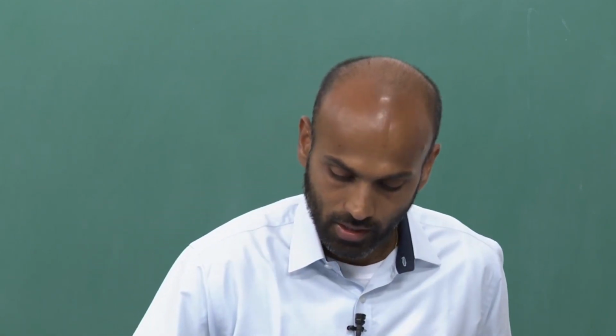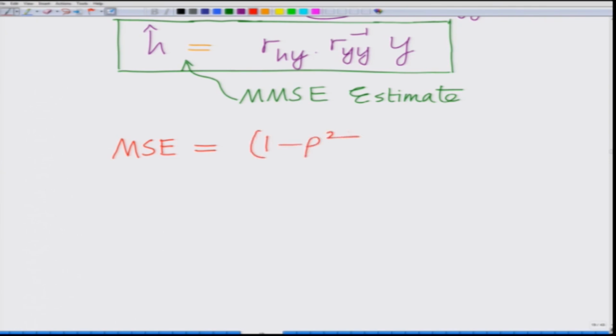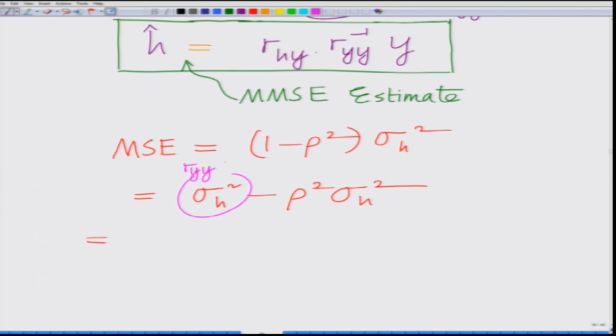And the expression for the MSE can be simplified as follows. So, this is the expression for the MMSE estimate, and the expression for the MSE can be simplified as follows. This is equal to 1 minus rho square times sigma h square, which is basically sigma h square minus rho square sigma h square. Now, of course, this quantity here we already know. I am sorry, this quantity here is basically your r h h.